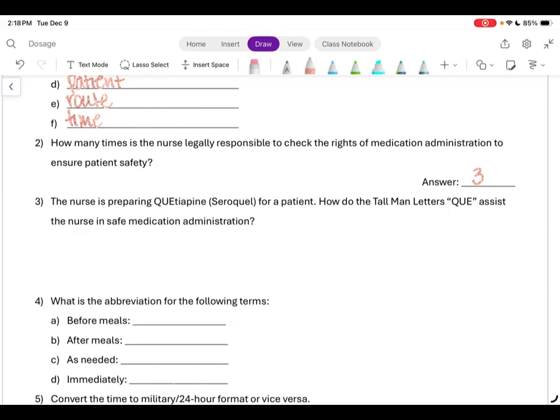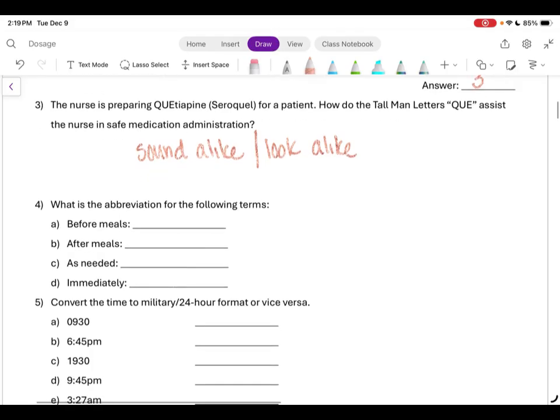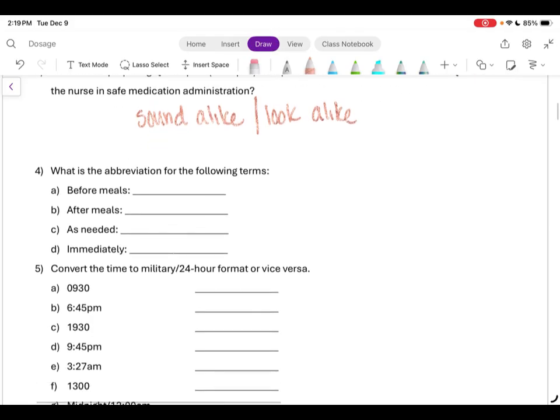Nurse is preparing Seroquel. How do the Tallman letters QUE assist the nurse in safe medication administration? So I took a variety of answers here, but what I'm looking for is sound alike, look alike, or however you explain it will usually work for me as long as it is something along these lines. Okay? Abbreviations for the following terms. So before meals is AC, after meals PC, as needed PRN, and immediately STAT.